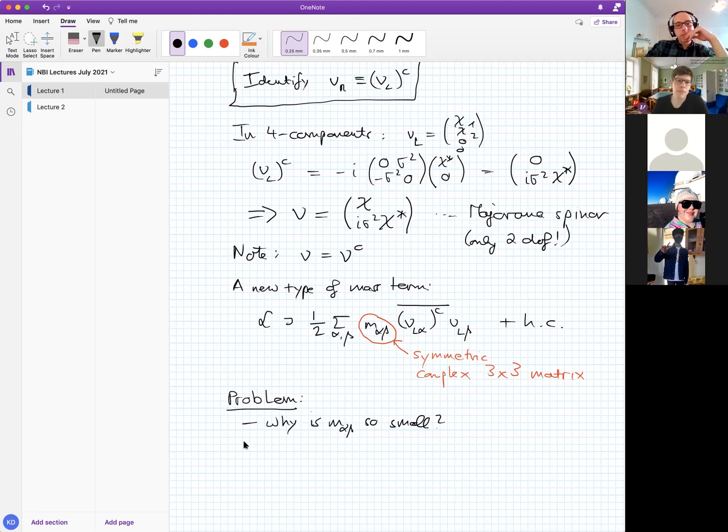So it's not clear immediately how to introduce this term, but we can already say that we have to do some work to get it from an SU2 invariant theory. So how to obtain this from an SU2 invariant theory? And we're going to talk about that in a moment.